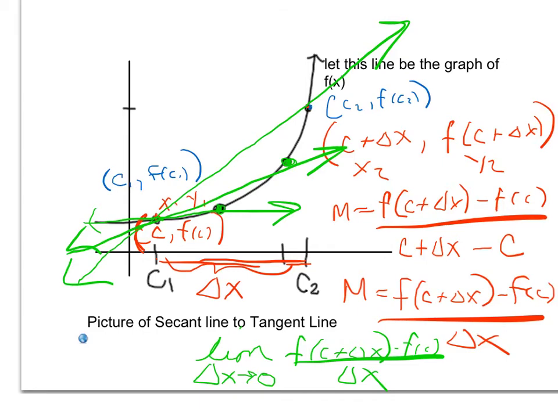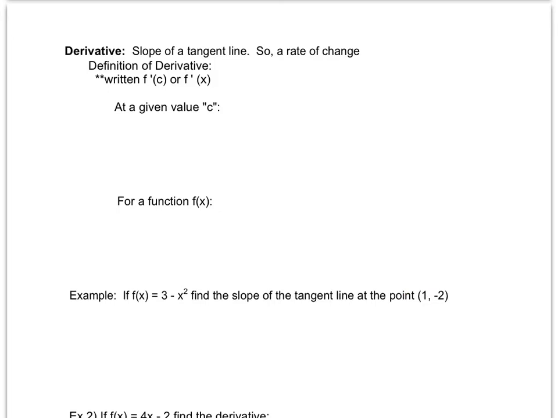That brings us to our definition of a derivative. A derivative is the slope of a tangent line. It's a rate of change. It's a rate of change at one point. It's an instantaneous rate of change.